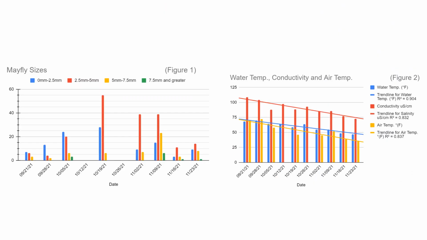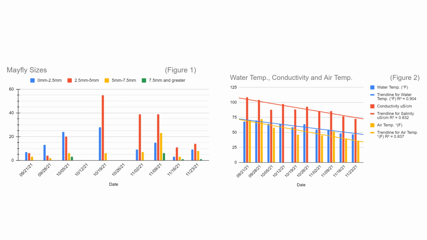As seen in the graph on the left, figure 1 talks about the mayfly sizes. There's no data for 10/12 and 10/26 because on the 12th there was a storm, and on the 26th it was deemed too cold to go out and collect data. On the 19th, there's a large spike in mayflies. We believe this is due to an increased number of fish in the river at the time, stirring up the mayflies since the fish eat the mayflies.